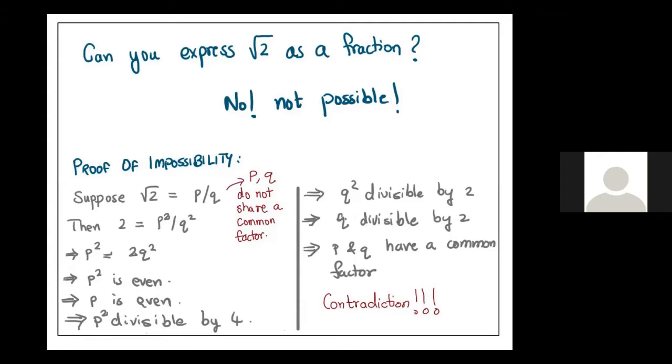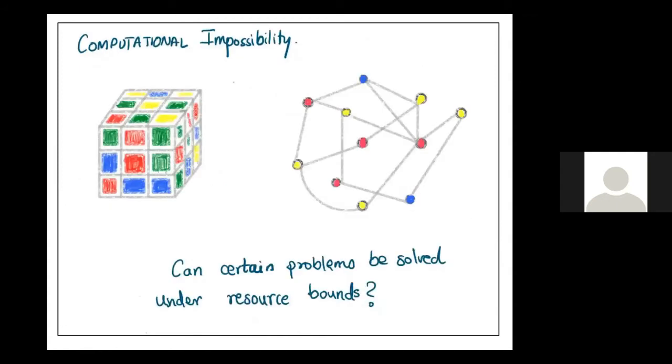So here I'm not really saying anything that you haven't seen before, perhaps. And if you haven't seen the proof before, this is not a proof that is very hard to follow. I'm sure line by line you have followed the proof. But what do I mean by computational impossibility, right?